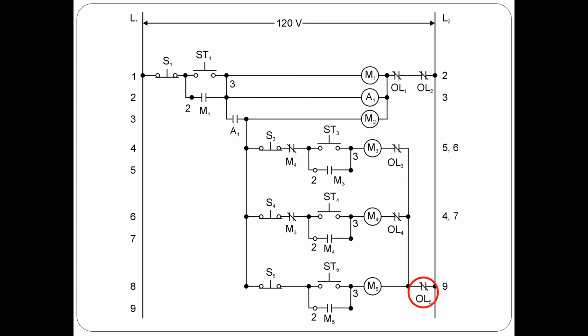The only thing that is associated with M3, M4, and M5 that has nothing to do with M1, A1, or M2 is the overload contact number 5. This must be open. You might think it might be contact A1, but contact A1 is still controlling M2. And since M2 is working, we know that A1 is also working properly.